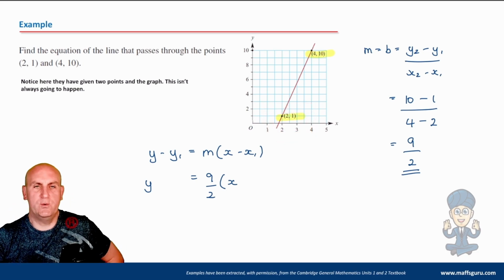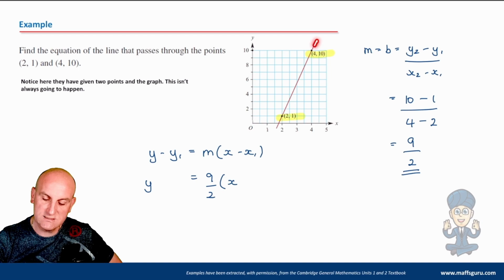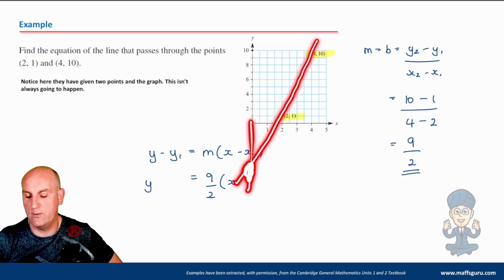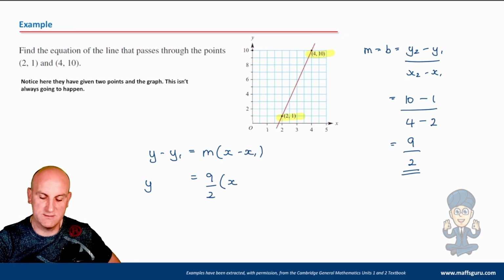But here's a good question for you. Why couldn't I use y equals a minus bx for this question? Because we didn't actually see where this line crosses the y-axis. So we can't use that one. So we're probably going to have to use this one here, or your CAS, which is coming up in a moment.